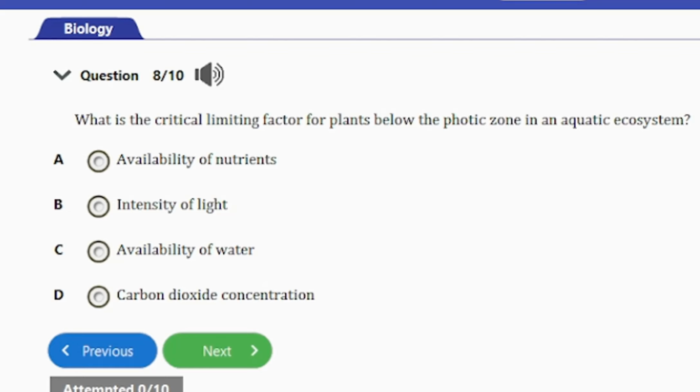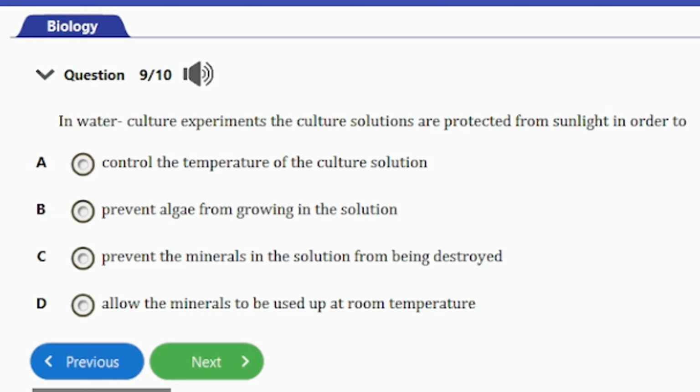Question number 8. It says, what is the critical limiting factor for plants below the photic zone in an aquatic ecosystem? We have A, availability of nutrients, B, intensity of light, C, availability of water, and D, carbon dioxide concentration. The answer to this question is option B, and that's the intensity of light. So let's look at the next question.